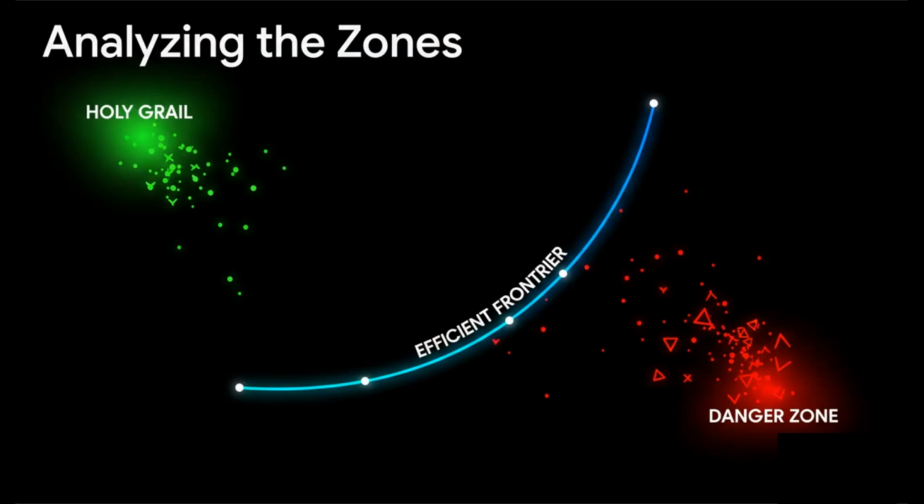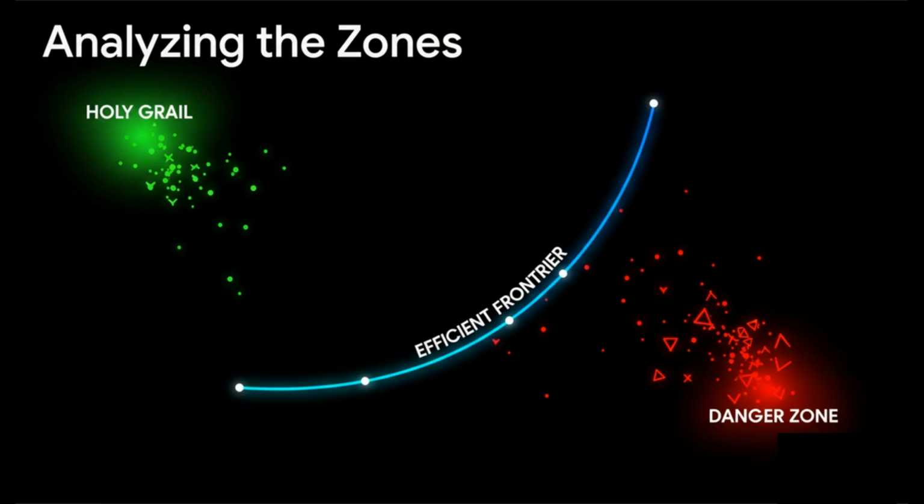And analyzing it is actually pretty straightforward. The top left quadrant, that's the holy grail. High return, low risk. Doesn't get any better, but these are pretty rare. The bottom right, that's the danger zone. You're taking on a ton of risk for a pathetic return. You want to avoid that quadrant like the plague.